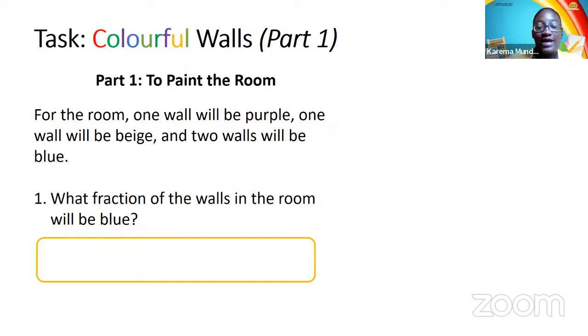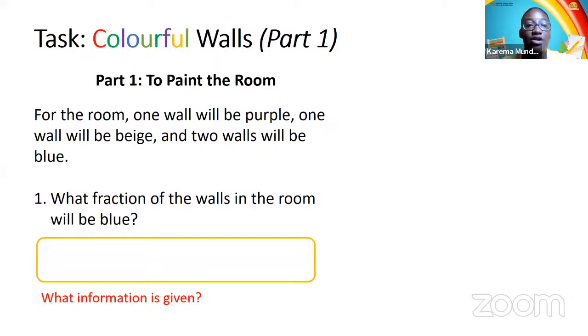So the fraction we're asked, what fraction of the walls in the room will be blue? Now, students, when you get the question, think to yourself, what information have I been given? All right. So you ask yourself, what information have I been given? And we also have that on the slide. So you will see it pop up. What information is there? So before you get to answering, you have to think it through. And I see some answers in the chat. All right. We'll pay attention to that in a minute.